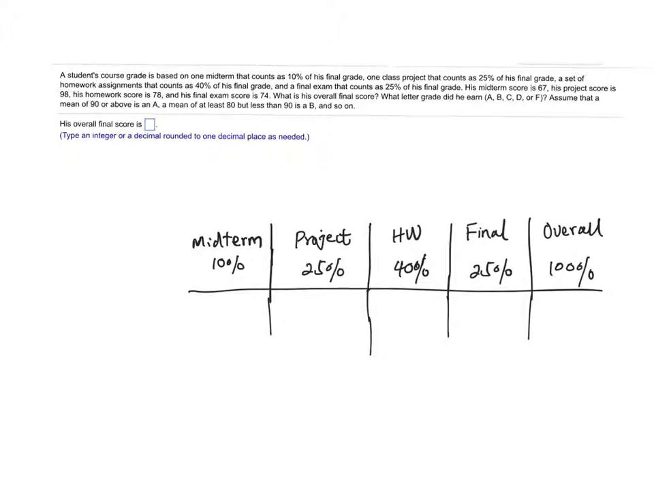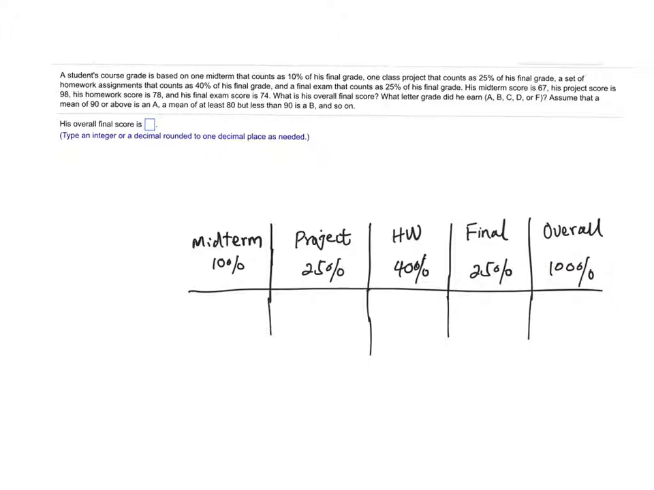In this problem, you are to compute a student's overall final score. If you read through the question, I actually summarize the information in this table. It says midterm weighs 10% of the overall grade, projects 25%, homeworks 40%, final 25%. If you add all these four categories, those percentages, you will get 100%, which is the overall grade.